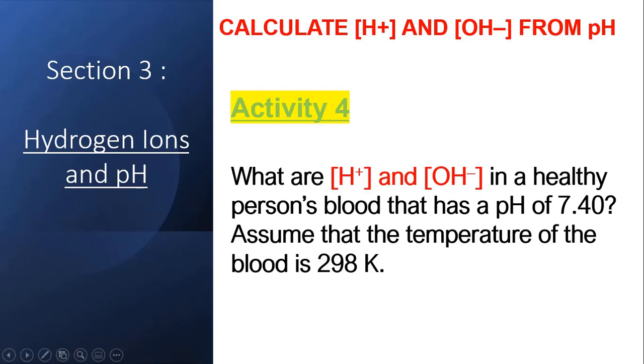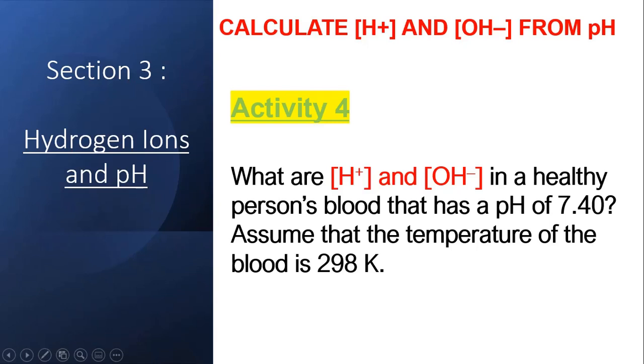Okay, let's calculate the concentration of H positive and OH negative from a pH. So now we will go through the opposite. If you have pH, how could you calculate the concentration of H positive? And from the H positive, we will know later on how to calculate the concentration of OH negative using the Kw value.